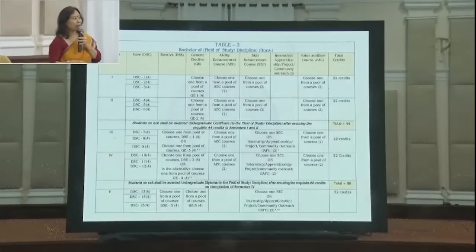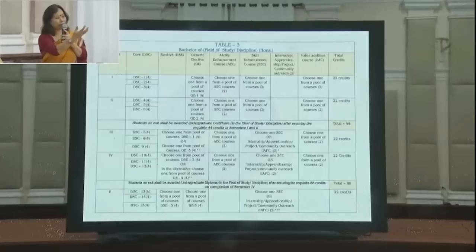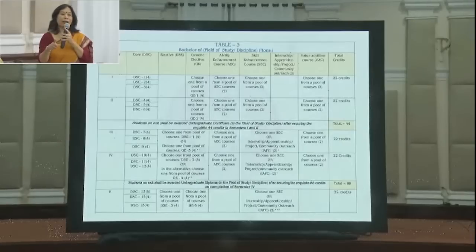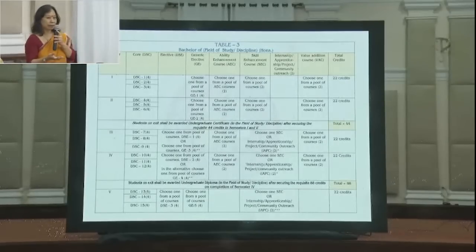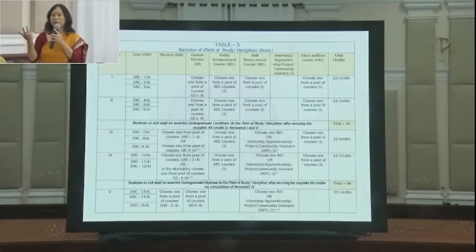Then again, we have a value addition course in the second year, the third semester and fourth semester. So there can be a different course which he or she will be studying. Now, one thing which I would like to mention with respect to skill enhancement courses is that there are certain courses which may have a very close relation with a discipline. Say, for example, a student who is studying BSc computer science will not be allowed to opt for a skill enhancement course in computer applications, basic applications, okay?